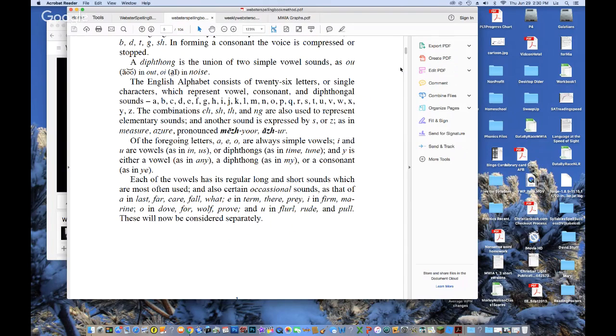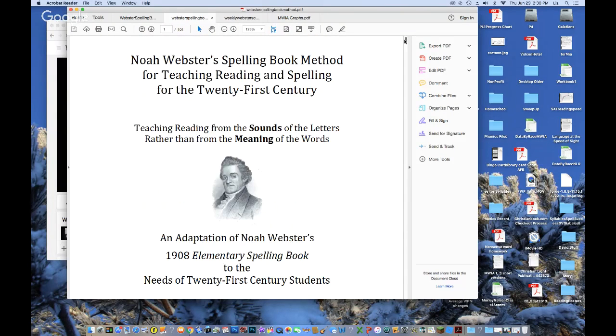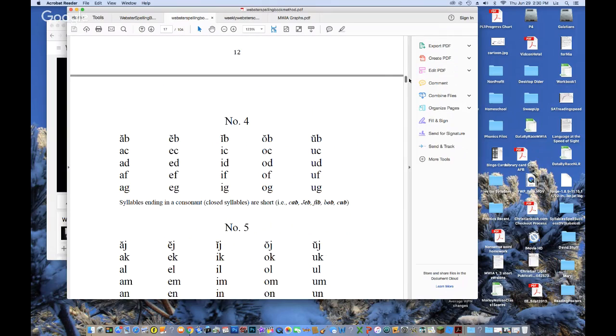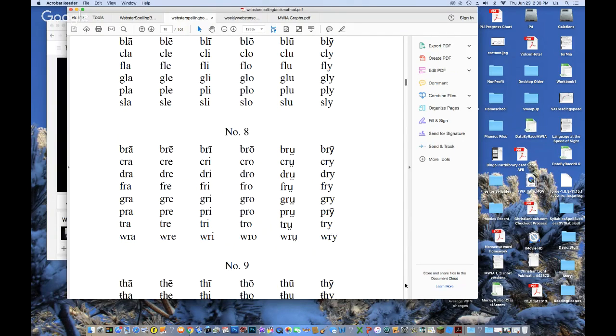Okay, here is the actual Webster Speller, and I'll go over real quickly how you could do it working with a younger student. So here is the basic syllables, and you could start out your day. You could have one child read the ab, eb, ib, ob, ub, and then the next child read the ak, ek, ik, ok, uk, and just alternate like that. And then I'd have them all do it together.